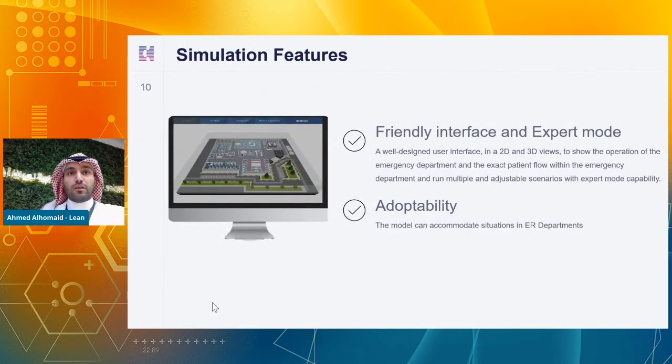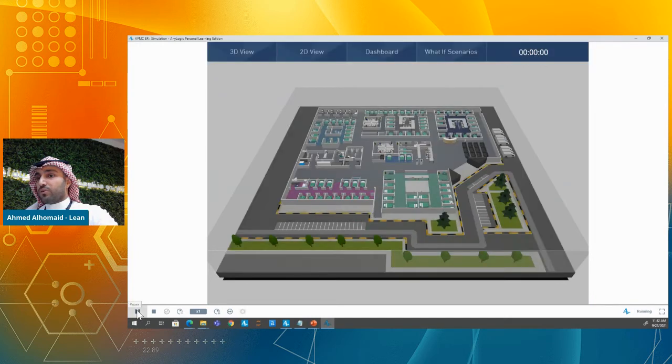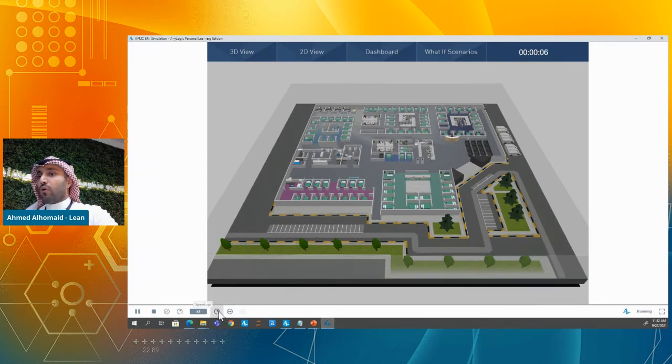So the model is built with a user-friendly interface that we will show shortly. This interface will help the ER department to test different scenarios, a combination of multiple policies, and if we hit run, you will see the exact same floor plan in the ER department that we visited, presented here, and the exact same flow as the patient.